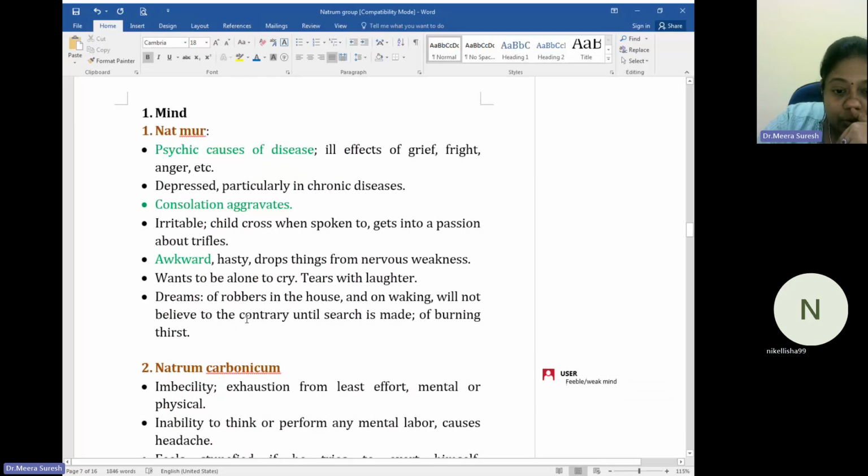Then they want to be alone to cry, and also have tears with laughter, the BPD we told. Then they have a characteristic dream. You might be remembering this symptom.